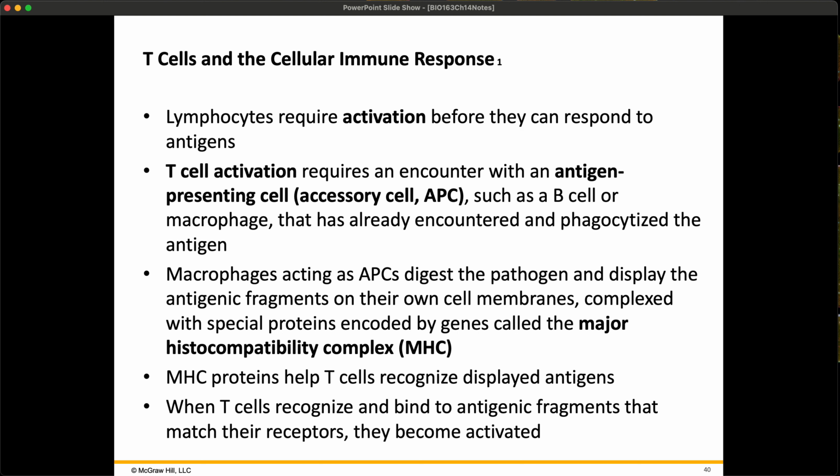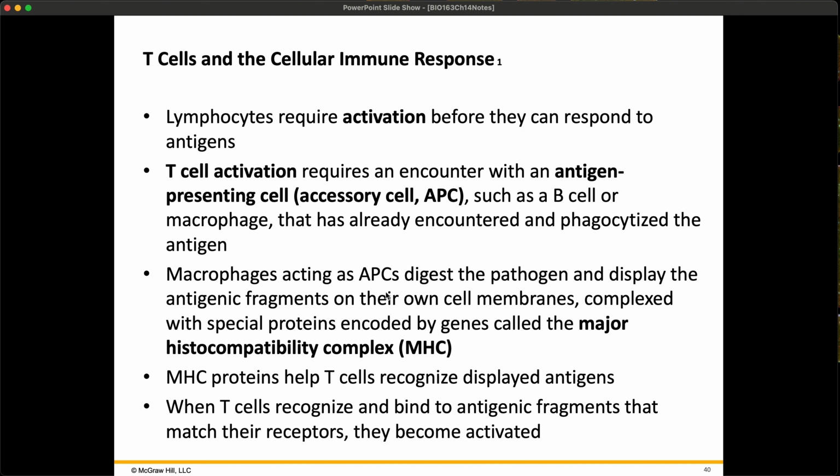T cells can't recognize dangerous antigens on their own. They can't just bind to a pathogen and say, oh yeah, you're not good. They have to have it presented to them in some other way. And so that's the first step in activation, is that T cells interact with an antigen-presenting cell.